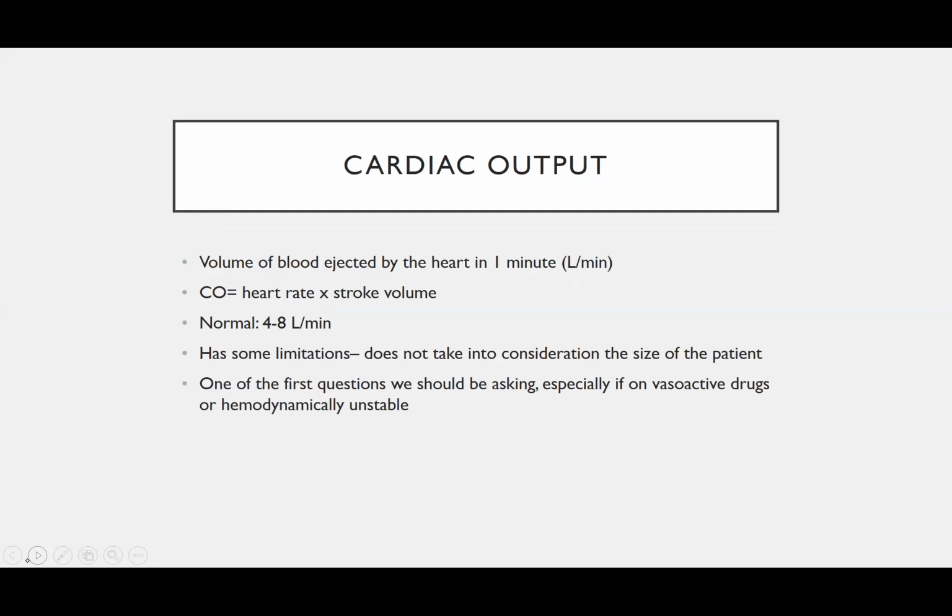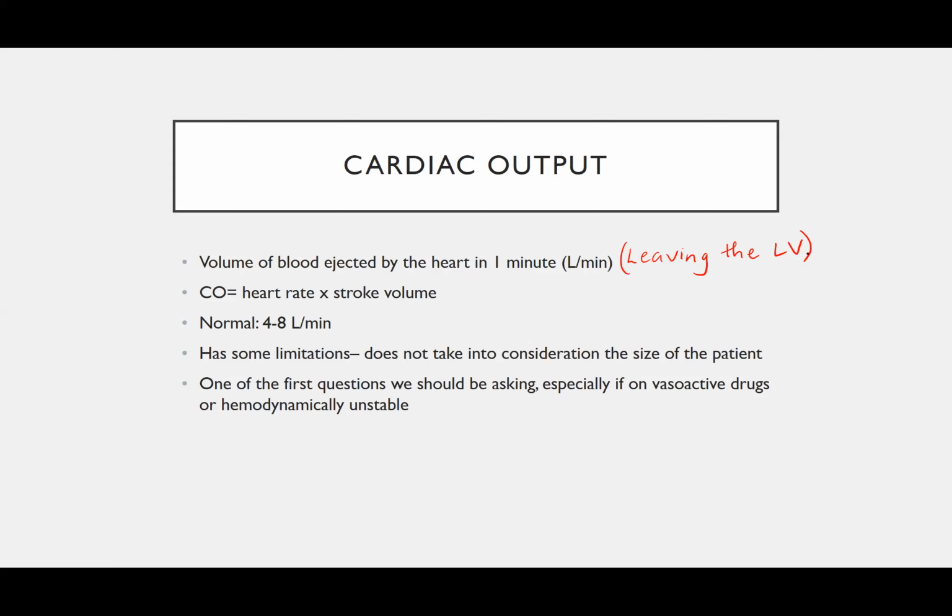What is cardiac output? From the definition itself, this is the amount of blood that is ejected by the heart in 1 minute. Really simply, this is the blood leaving the left ventricle of the heart. So the amount of blood pumped out of the left ventricle every single minute. This is measured in liters per minute.